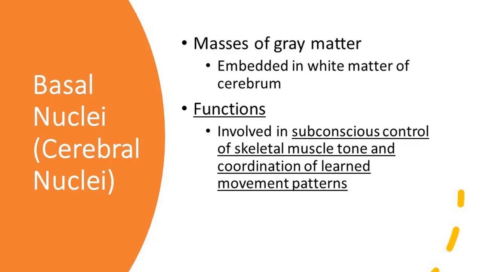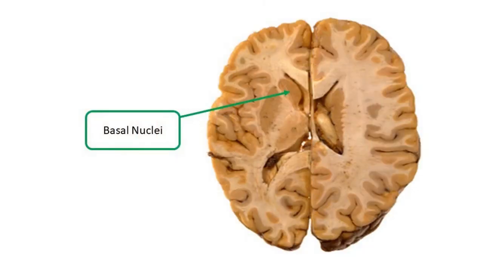This video covers basal nuclei, limbic system and diencephalon. So basal nuclei, as we saw in the previous video, these are the masses of grey matter which are located in the white matter of cerebrum. So you can see in this diagram, the green arrow is pointing towards a small mass of grey matter which is located in the white matter.